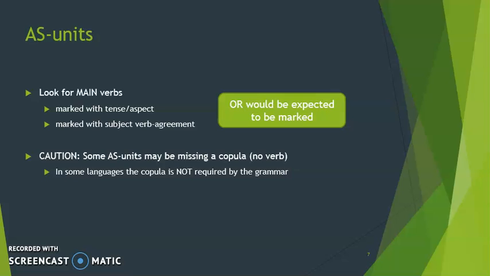There is a caution here with this strategy of looking for verbs. In some learner data, the AS units may be missing the copula, the so-called linking verb, so they might not have any verb. And this is something we have to watch out for because in some languages, the copula is not required by the grammar. So for instance, in English, I would say, I am a teacher, but in other languages, we might just say, I teacher, or of course, the equivalent in that language.